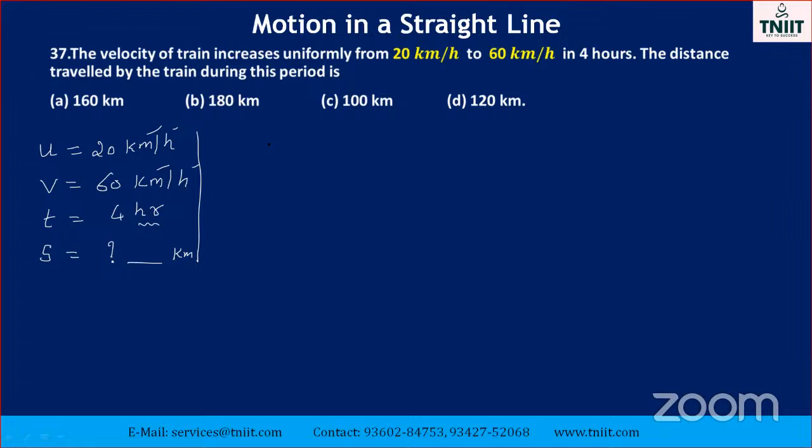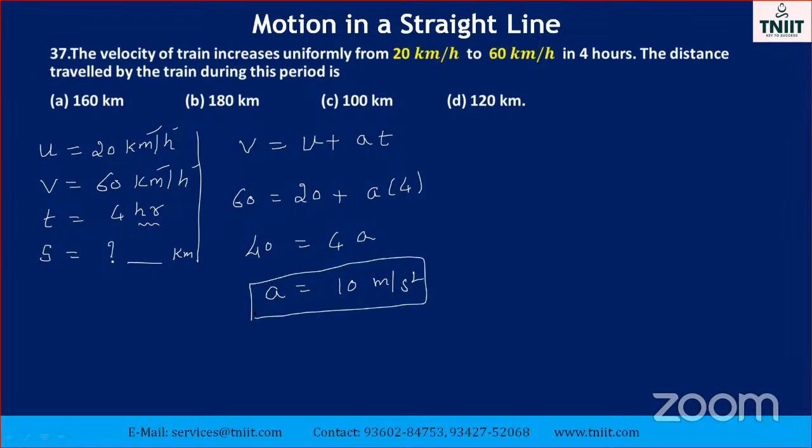So how to calculate this? Without finding the acceleration, you can't find s. So what's the formula? You can use it here. V is equal to u plus at, isn't it? What is v? 60. What is u? 20. Plus acceleration into time. Time is 4. So 60 minus 20 will be 40. 40 equals 4a. So a equals 40 by 4, that is 10 meter per second square. So what is the acceleration? 10 meter per second square.